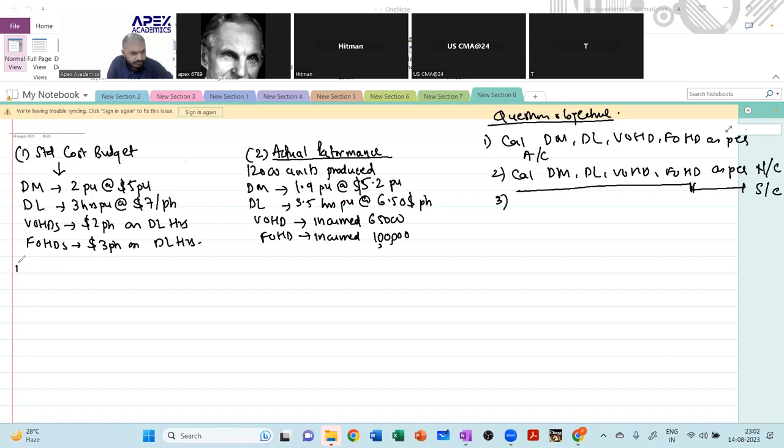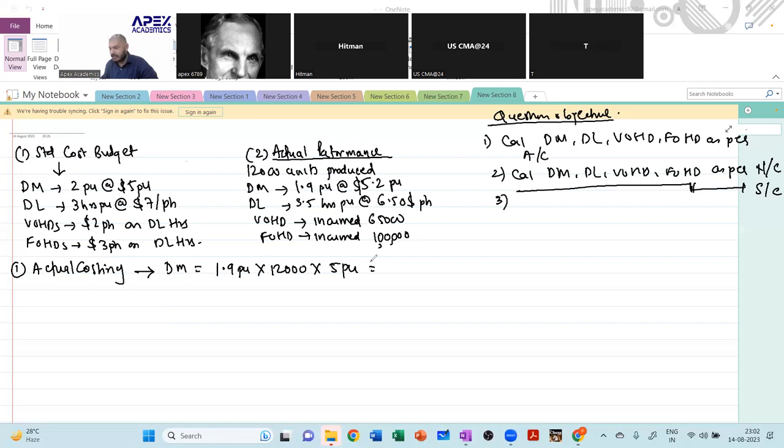So first, I will get into actual costing. Actual costing is nothing but the actual cost incurred. I need for direct materials 1.9 units of material per unit for 12,000 units at the rate of 5 per unit.